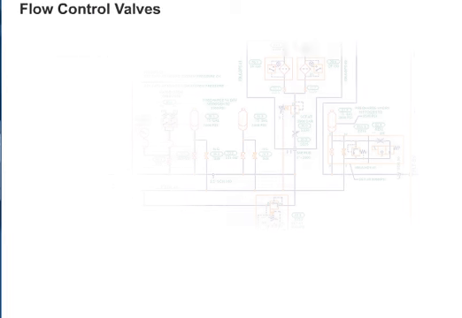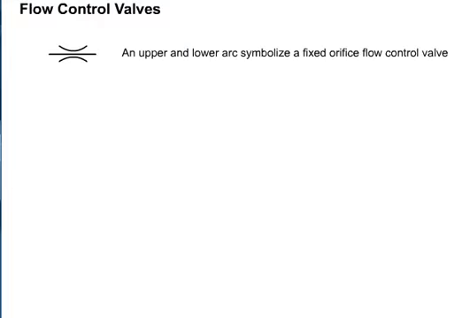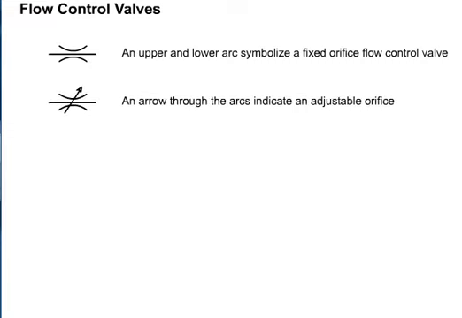The symbol for a flow control valve begins with an upper and lower arc. This would symbolize a fixed orifice. An arrow drawn sloping through the arcs indicates that the orifice is adjustable. This would be the graphic symbol for a needle valve.